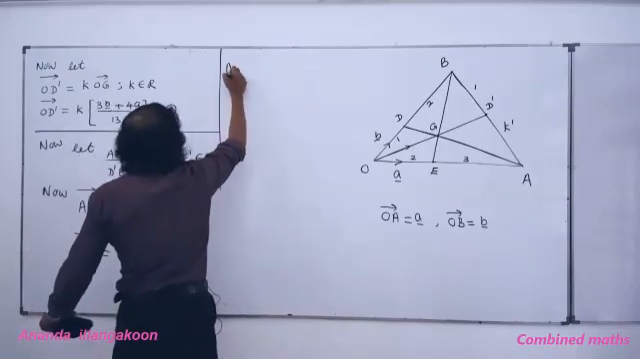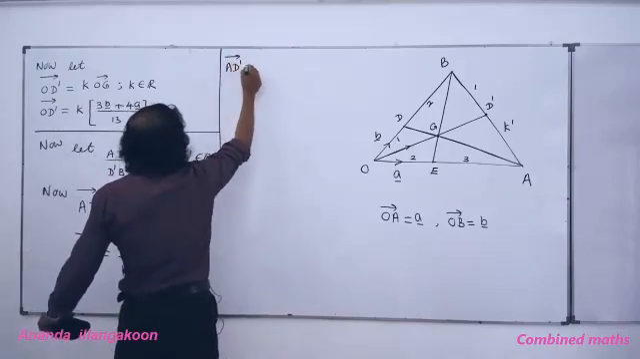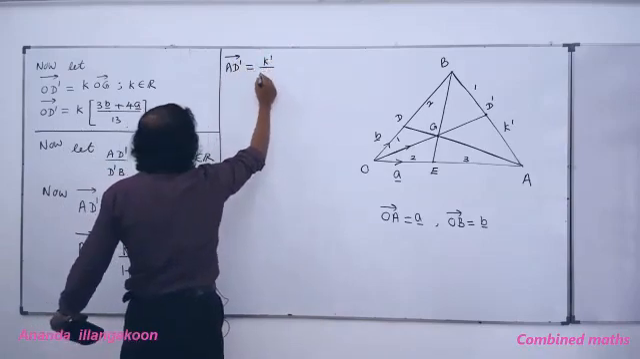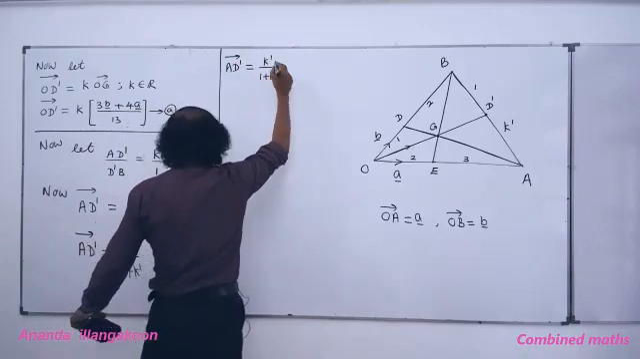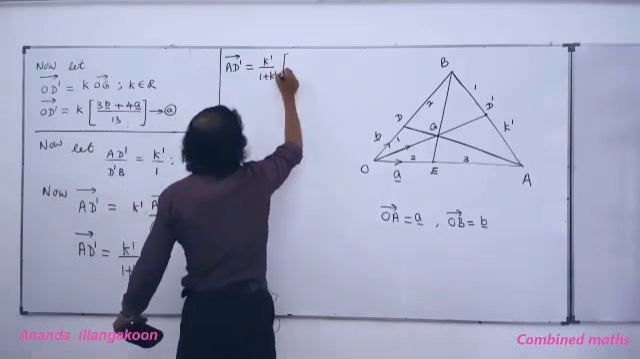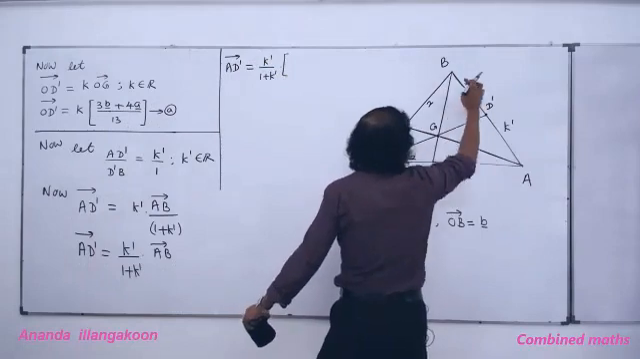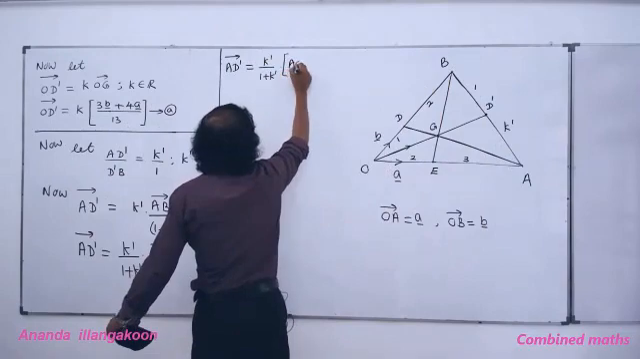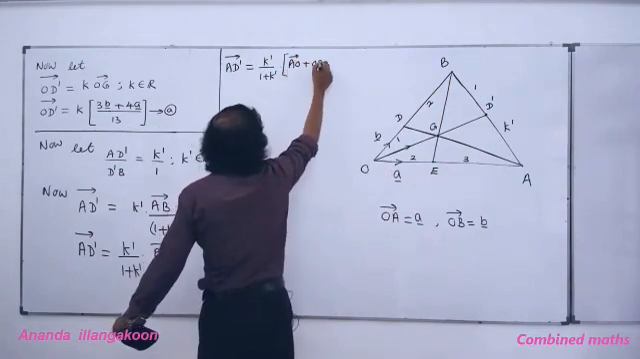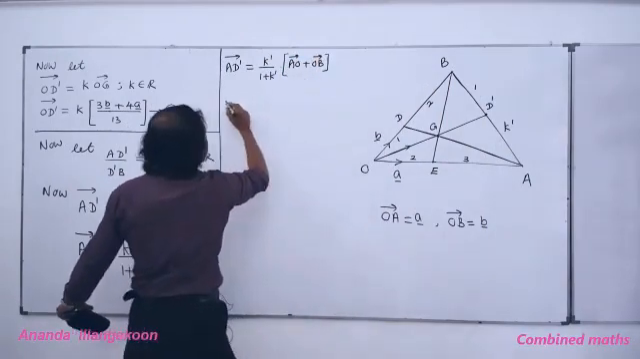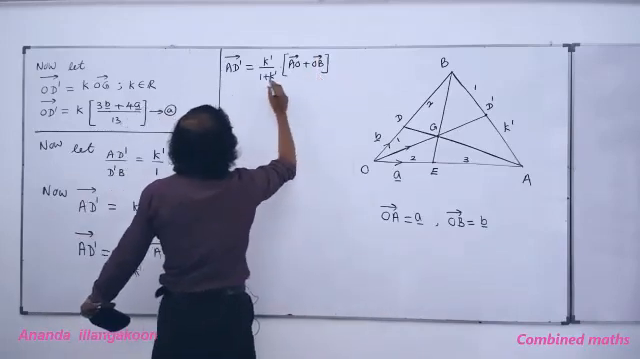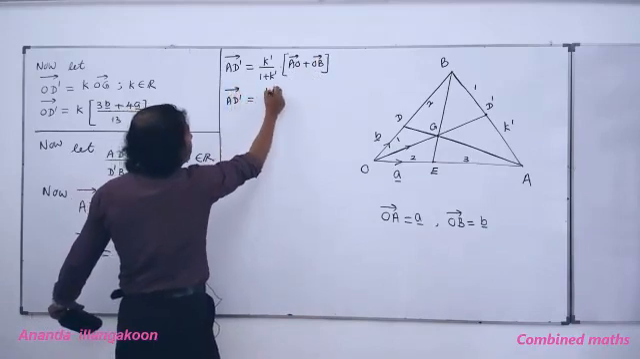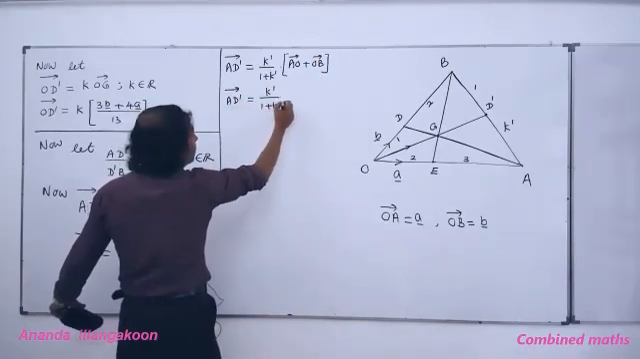AB' is equal to P' divided by 1 plus P'. The AB vector we can write as AO plus OB. Then we have the PD' vector, it's K' divided by 1 plus K'.